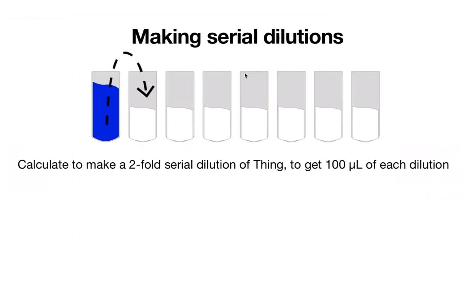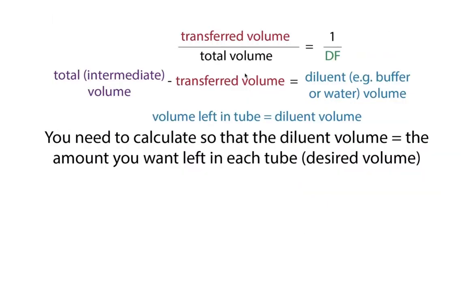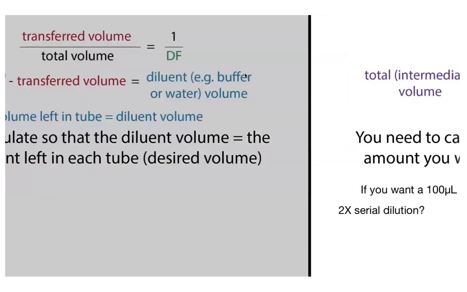How much are we going to transfer to each tube? Basically, we can do a little math. We can say, okay, well, our total volume, that intermediate volume, minus how much we take out, has to be equal to our diluent volume, so whatever the buffer or the water. That means the volume left in the tube is going to be your diluent volume. And therefore, we need to calculate so that that volume equals the amount that we want left in each of the tubes. So we want that to be our desired volume.